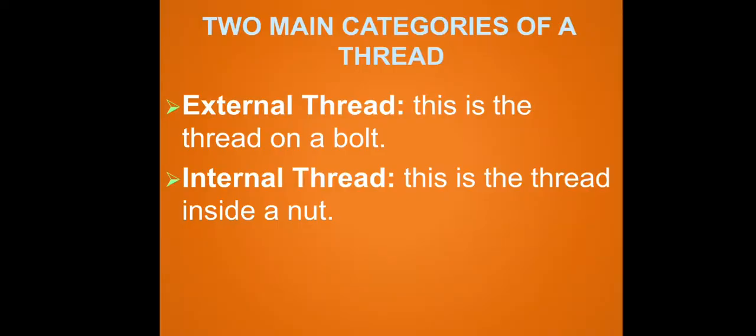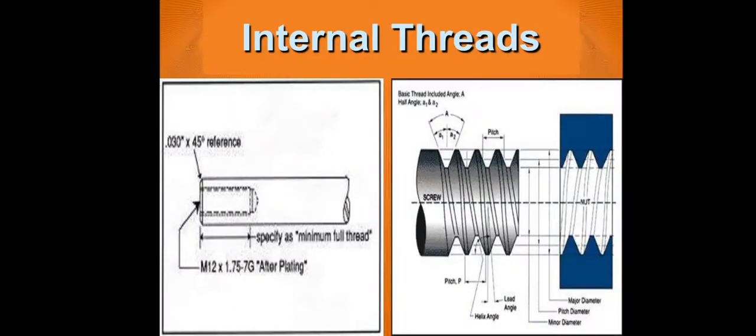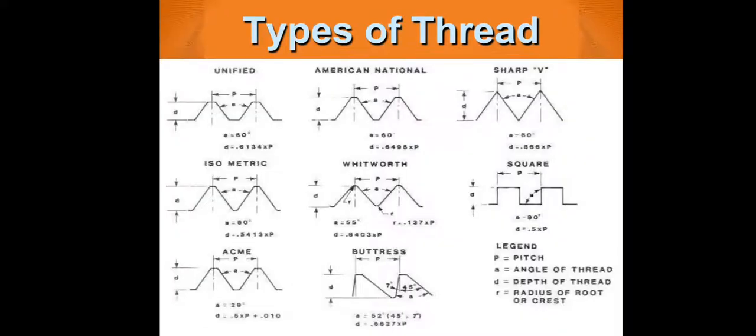And there are two main types or categories of thread. One is external thread and another one is internal thread. External thread is the thread on a bolt. Internal thread is the thread inside a nut. This picture indicates an external thread, as in the left side picture. You can see some internal thread kept in a vertical position. And for internal threads, just look into the left side and right side pictures. This indicates internal threads.